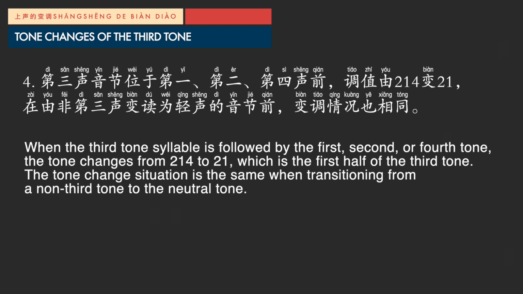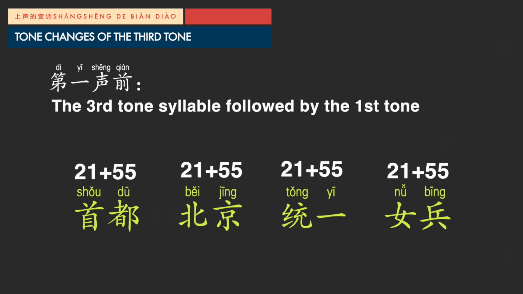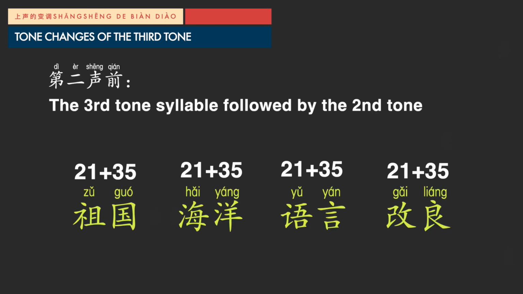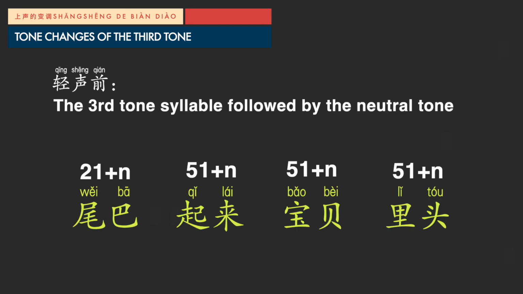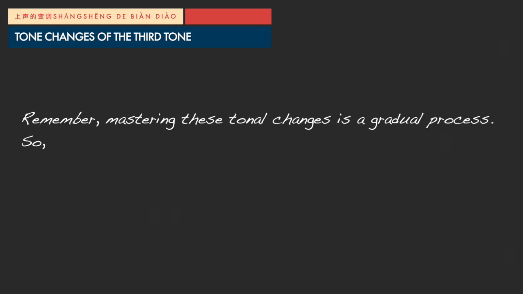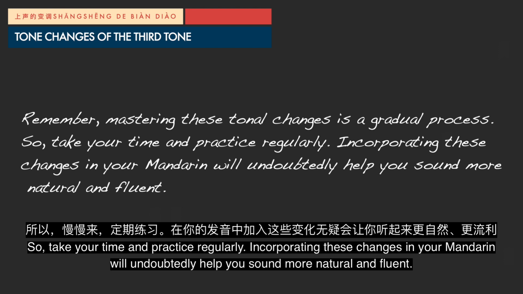When the third tone syllable is followed by first, second, or fourth tone, the tone changes from 2-1-4 to 2-1, which is the first half of the third tone. The tone change situation is the same when transitioning from a non-third tone to the neutral tone. Let's take a look at some examples for each situation. 首都, 北京, 统一, 女兵, 祖国, 海洋, 语言, 改良, 解放, 土地, 巩固, 鼓励, 尾巴, 起来, 宝贝, 里头. Remember, mastering these tonal changes is a gradual process, so take your time and practice regularly.